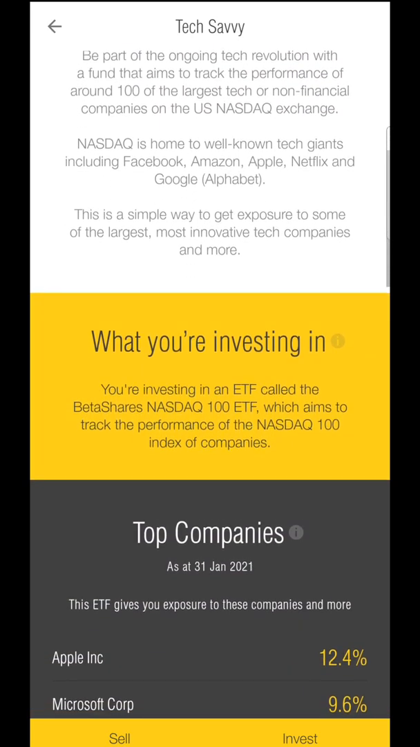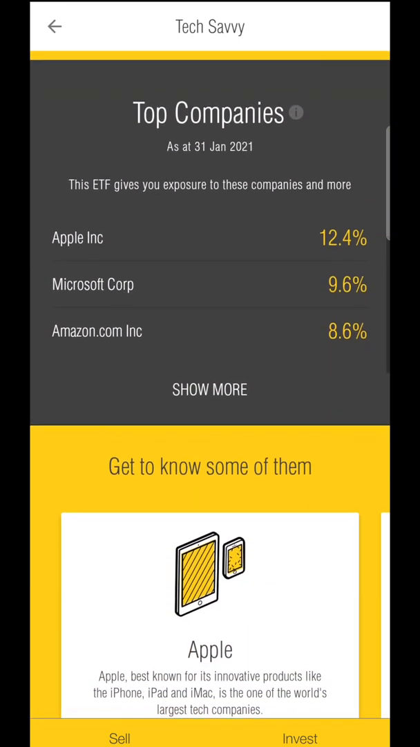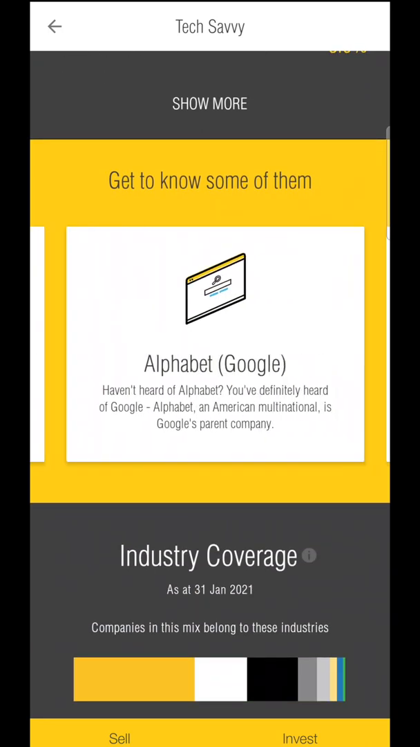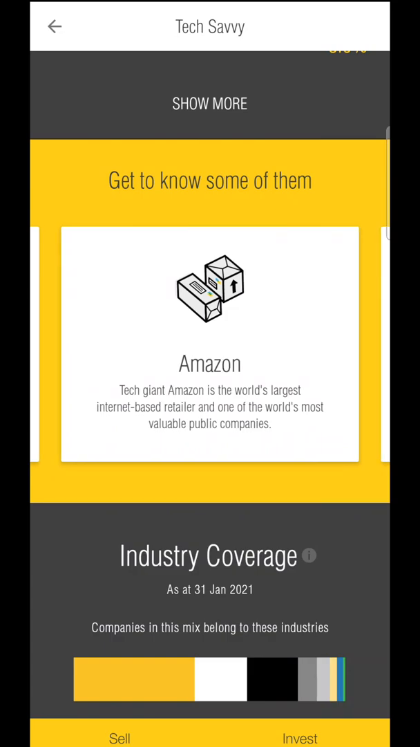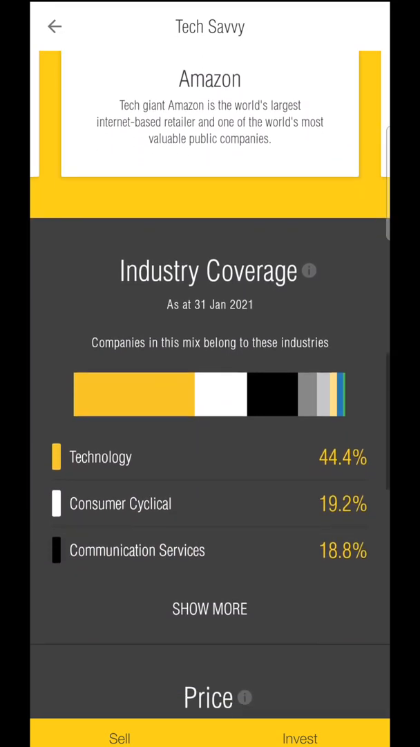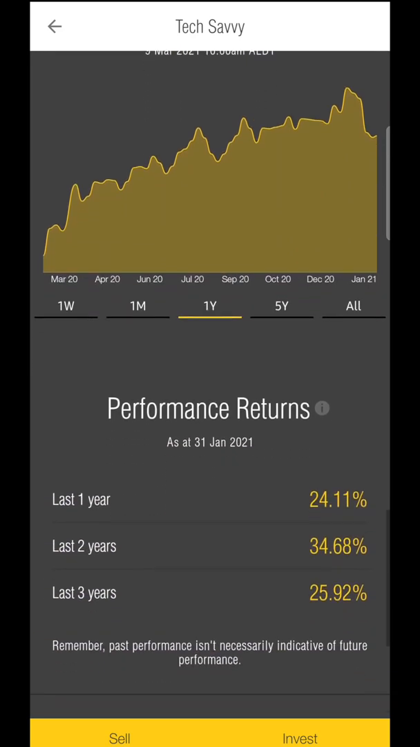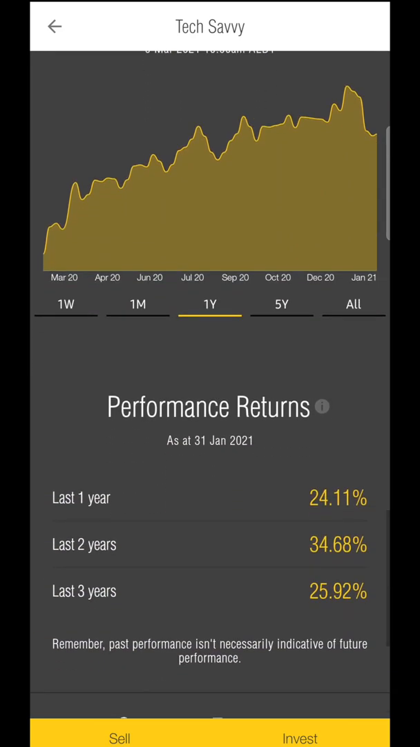And on this page, you'll get a brief description of the fund. It will show you some of the companies that you're invested in. Most of these are well-known companies such as Apple, Google, and Amazon. It also shows your industry coverage. And the graph at the bottom of the page shows the historical prices. As you can see, over the past 1, 2, and 3 years, the fund has performed very well. This is one of the reasons that this ETF has a high percentage allocation in my portfolio.